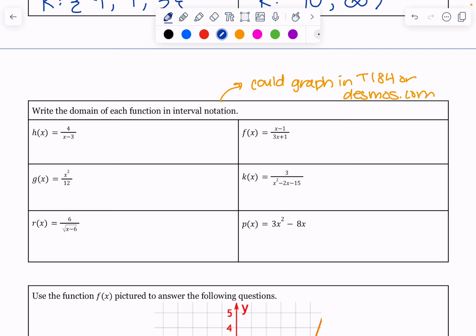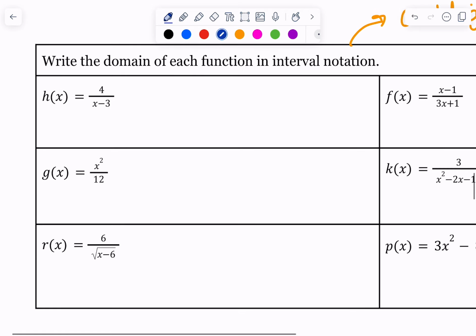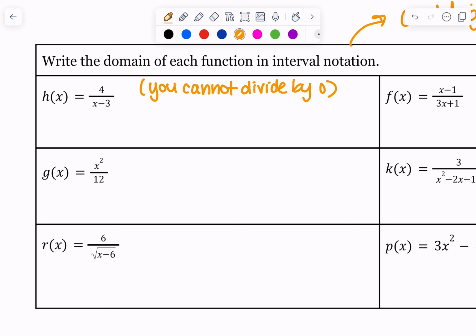So for this first one, it's a rational equation, and when we have a rational equation, we know we cannot divide by 0. So that's going to be a huge help for us when we're thinking about domain and range. So if we cannot divide by 0, we know that x minus 3 cannot be 0. So that means that x cannot be 3. If I were to add 3 to both sides, we know that x cannot be 3.